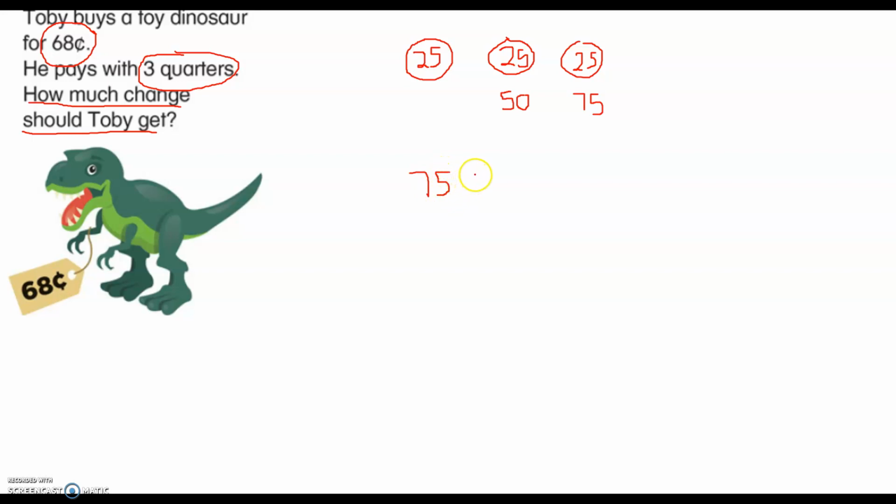What's the second step to this problem? Okay, we know that the dinosaur costs 68 cents. He hands 3 quarters or 75 cents to the cashier. Now we need to subtract that 68 cents. Go ahead and solve that on your own.